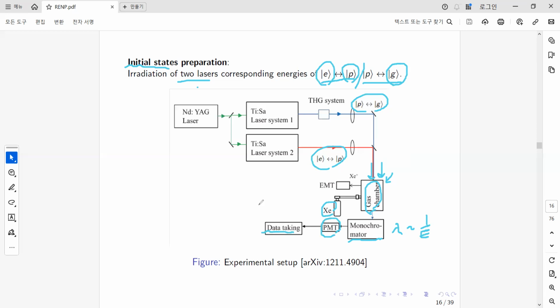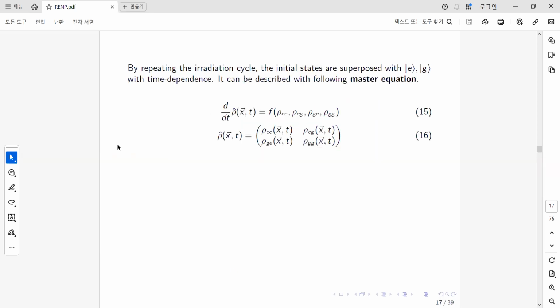This is the experimental setup from the same papers for this LAMP topic. By repeating this irradiation cycle, the initial state is given by such excited and ground states, especially a superposed quantum state, and there is a time dependence because of the irradiation cycle. Such a time dependence can be described by the master equation. So this is a density matrix with the excited and the ground state basis, and there are some specific master equation functions, and we can solve some of the equations of motion.